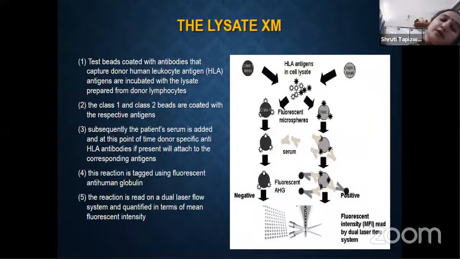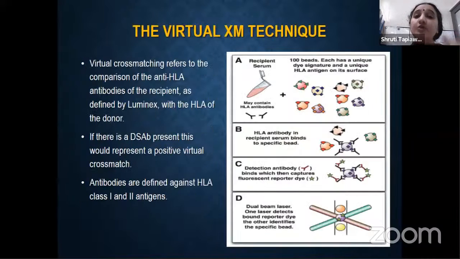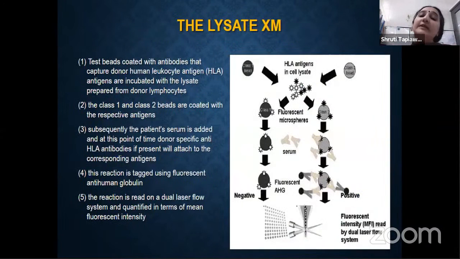Now the lysate cross match. I would never have mentioned this, but it is important because a lot of our country uses this. This cross match has been propagated given that the virtual cross match technique is solid, but it is costly. There came the lysate cross match, which said that it is like a solid phase assay only, and you're getting a DSA profile. So that was what was confusing things.